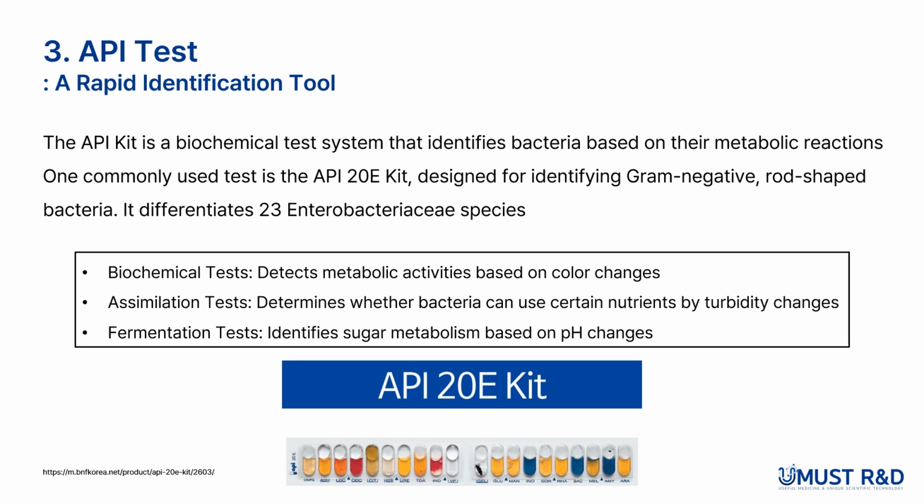In summary, today we explored the IMViC test and API test, which are essential for differentiating bacterial species. Understanding bacterial identification is crucial for industrial applications.